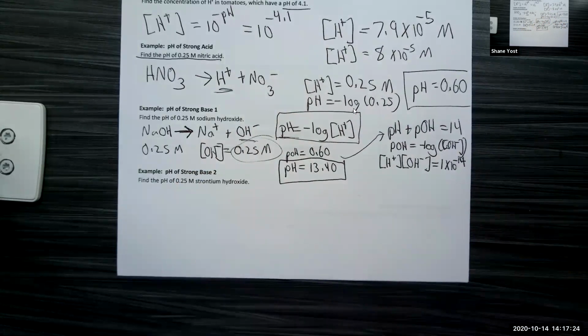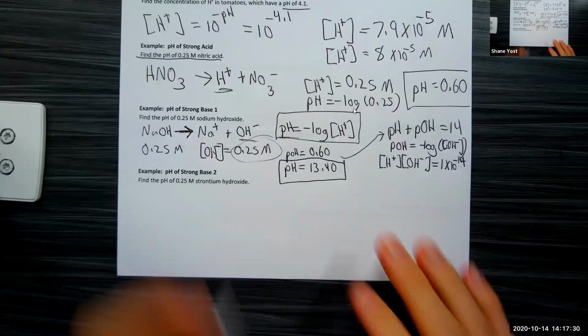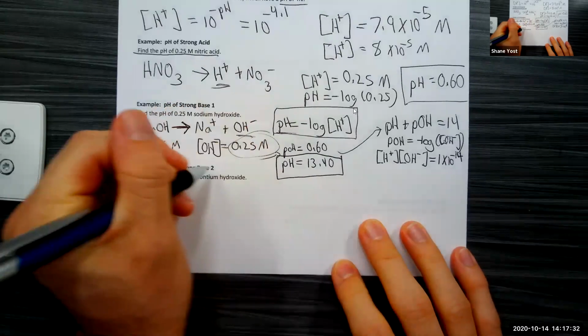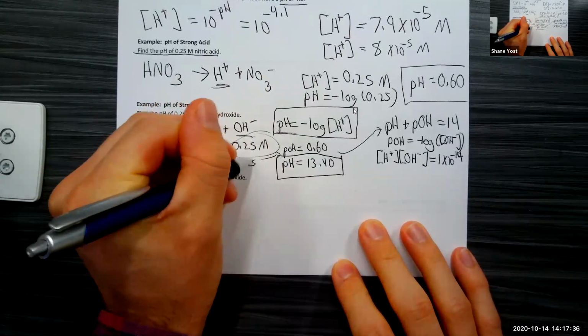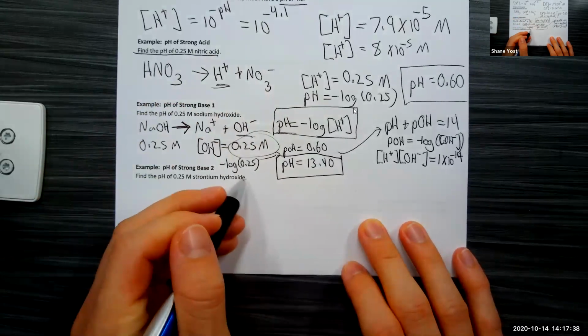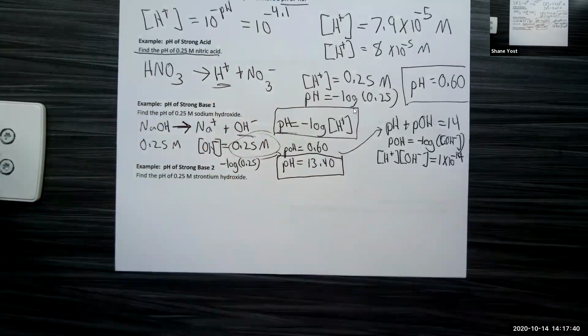Yeah, question? By taking the negative log of 0.25. So the pOH here is the negative log of 0.25, and if I did my calculations correctly, that comes out to be 0.6.